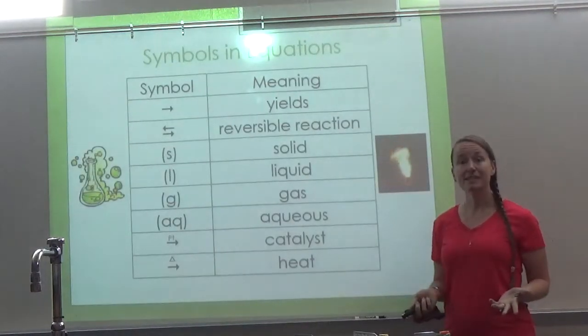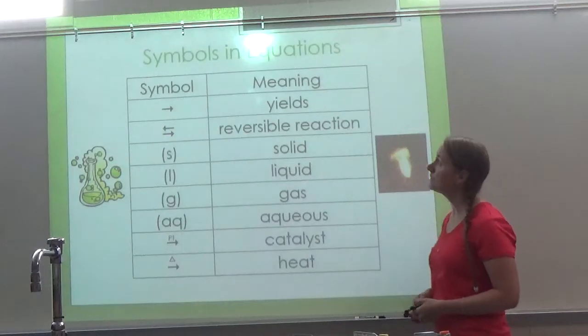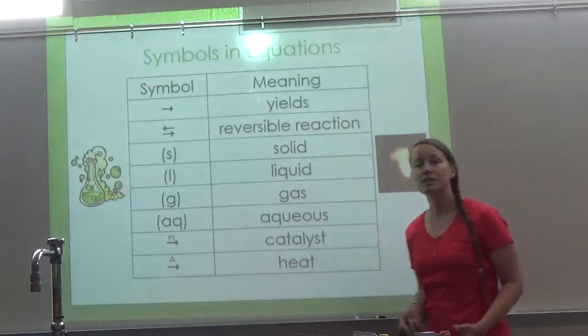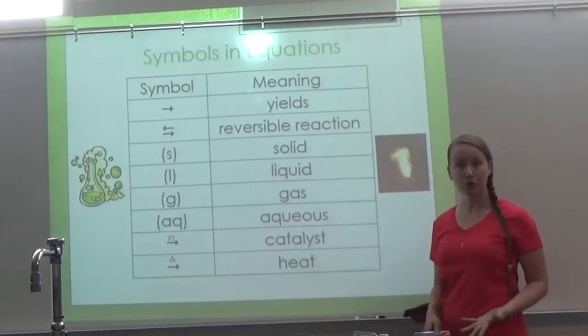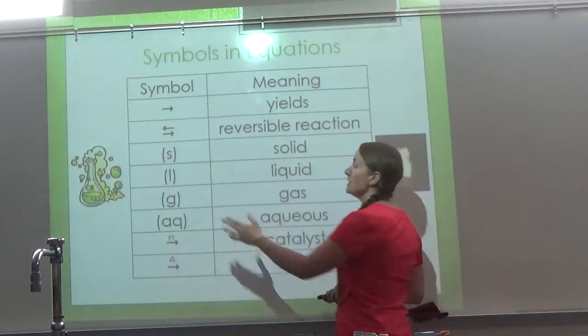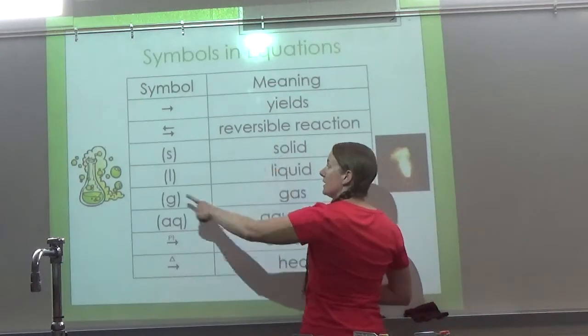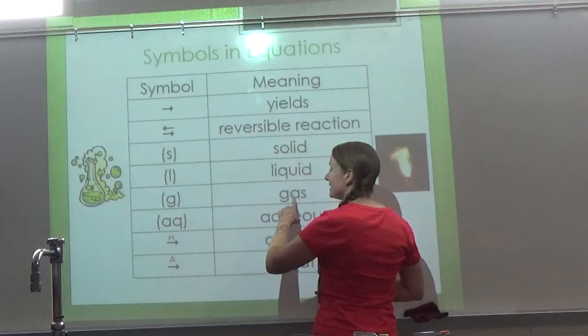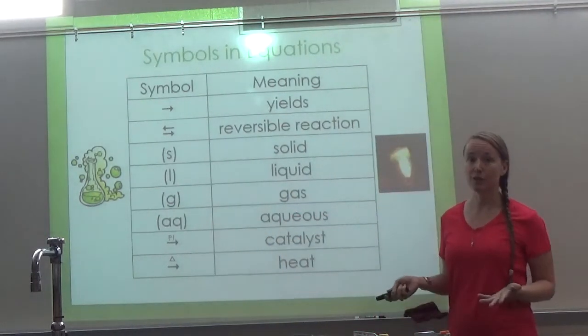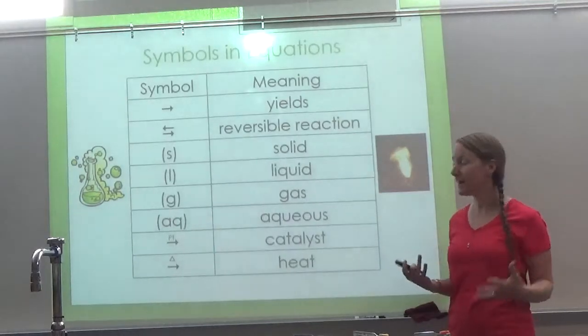So some of the things that you'll see in a chemical equation is you'll see your arrow, which is your yield sign. Sometimes you'll see a double arrow, which indicates the reaction is reversible or you've reached equilibrium. Sometimes you'll see parentheses with an S, that means solid, an L means liquid, a G means gas, and an AQ means aqueous. That's telling the state of matter of the reactants and products in that reaction.